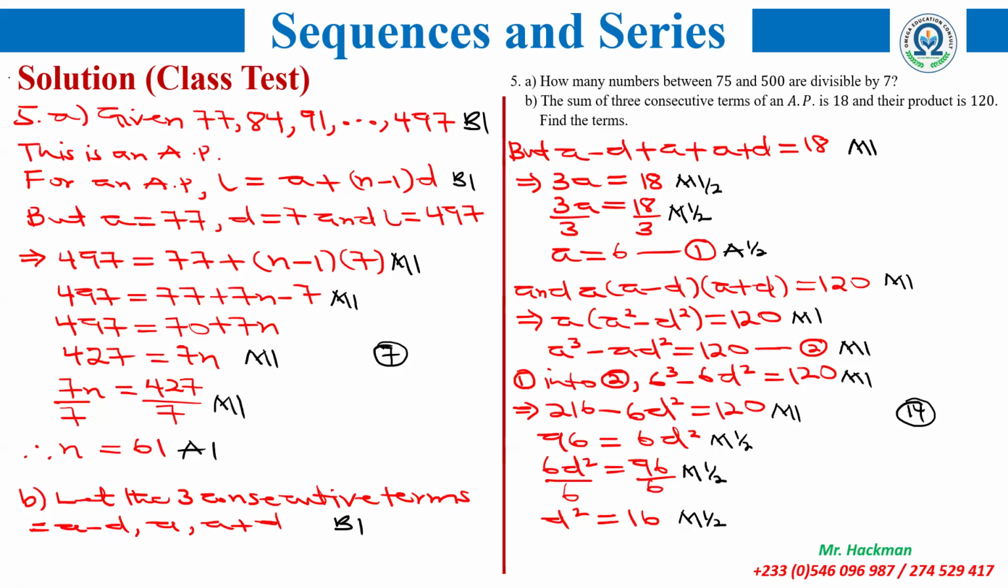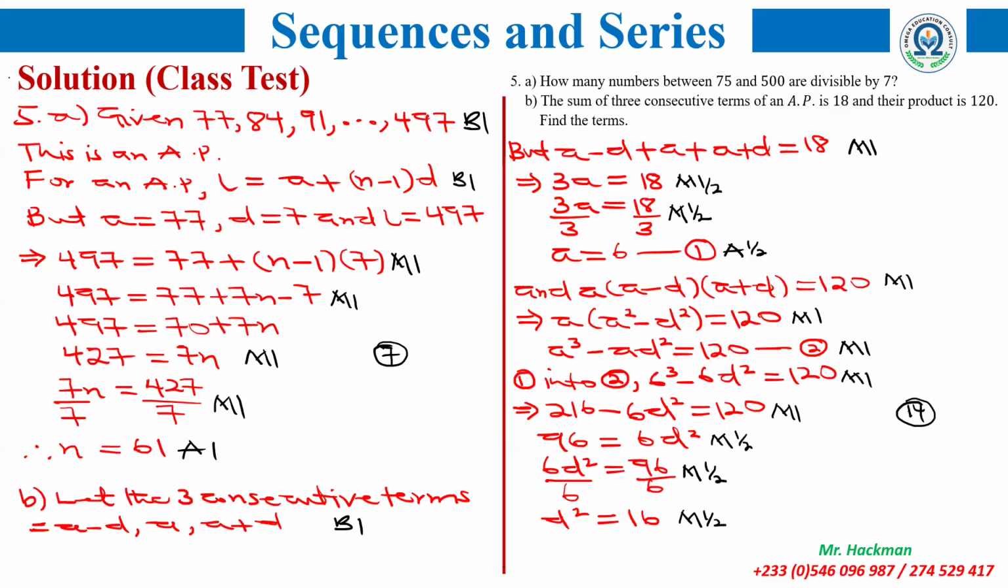Hello, is my point well made? Yes, sir. Okay, so now the second question. This is where it will be tricky. The sum of 3 consecutive terms, not the first 3 terms, of an AP is 180, and their product is 120.